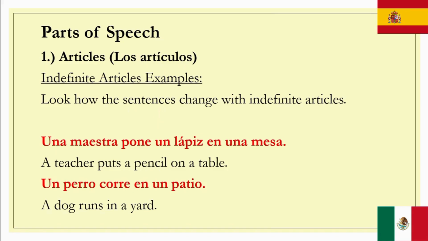Also, let's say we want to apply the plural article here. Let's say dogs run in a yard. We can just make it plural by changing it to unos. Then perros, just add s to make it plural. So unos perros corre en un patio. But of course, the corre will also be conjugated to a plural form. So later, we'll discuss that in the later discussions, not this time, okay?